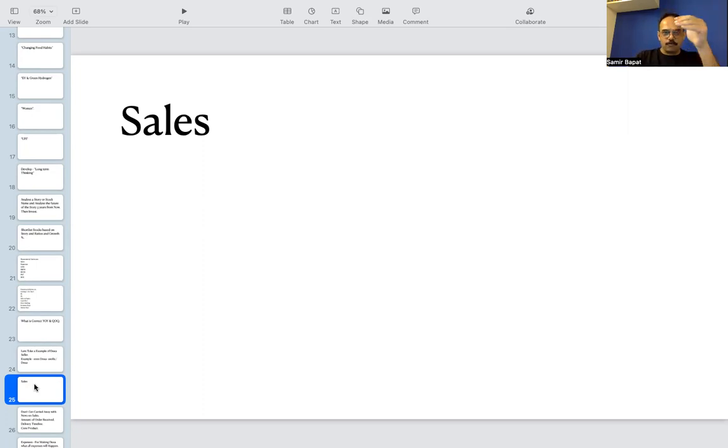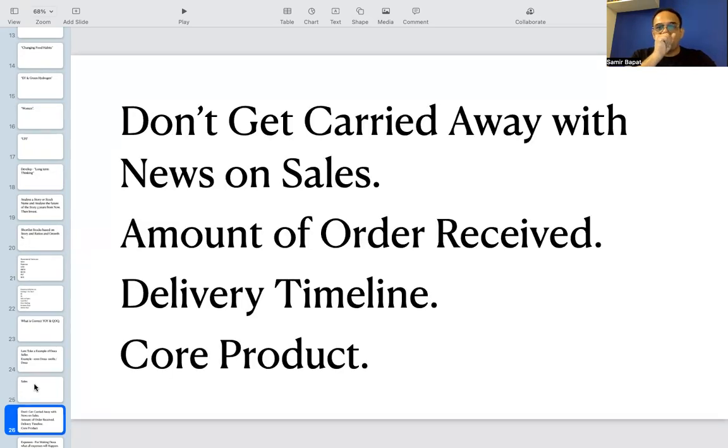Now, before we go to the next line item, when we are analyzing, when we are watching some news on a stock, there are some traps while analyzing. So I'm just going to take you through the traps. Trap number one is don't get carried away with the news on sales. Now, what news will you get on TV? The sales is going to increase.